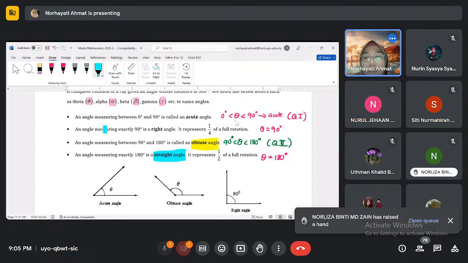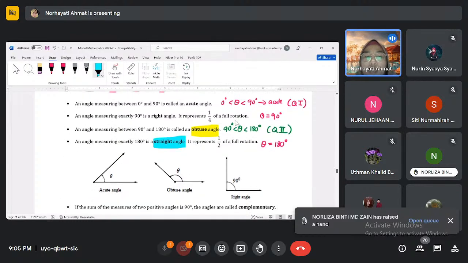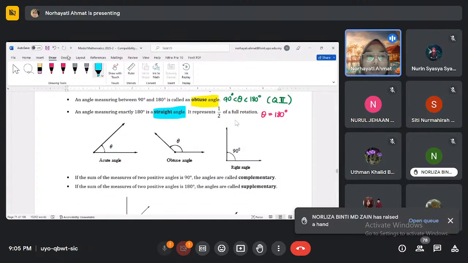Okay, inilah gambar dia. You can see from the figure, we have acute angle. We can see it is less than 90 degree. So this is 90 degree, the y axis. So less than 90 degree. Obtuse angle is less than 180 degree. And right angle is exactly on the y axis.